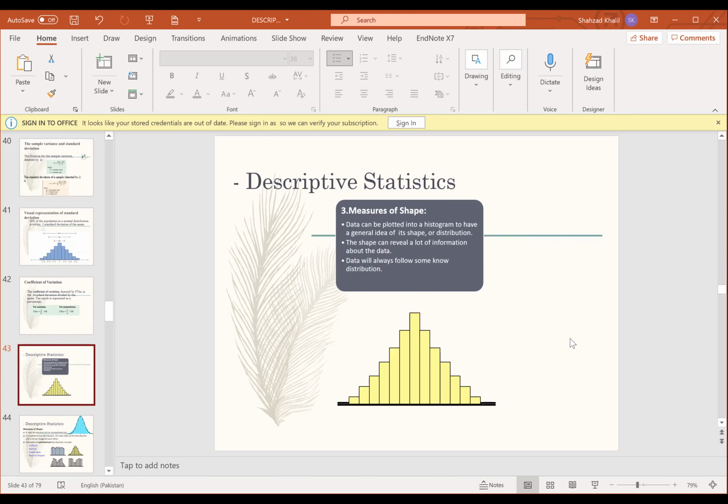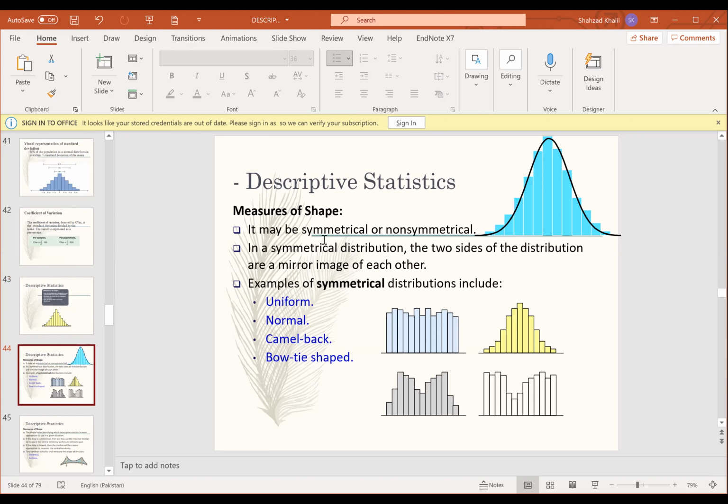Now moving towards the measures of shape. Data can be plotted into a histogram to have a general idea of its shape or distribution. The shape can reveal a lot of information about the data. Data will always follow some distribution. It may be symmetrical or non-symmetrical. This is the symmetrical shape. You can see a bell shape, with the two sides mirror images of each other. In a symmetrical distribution, the two sides are mirror images of each other. Examples of symmetrical distributions include uniform, normal, camelback, and bow-tie shaped.